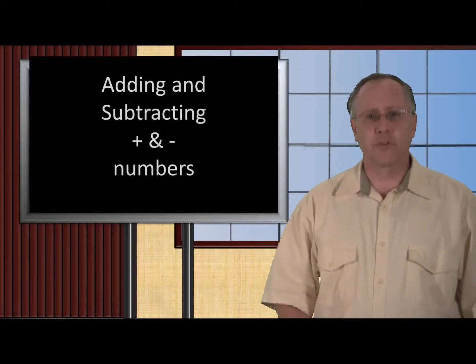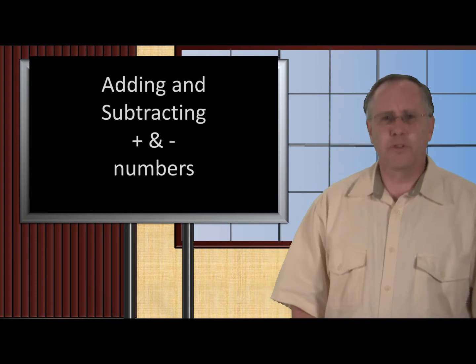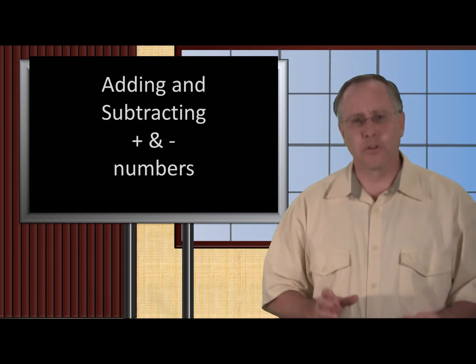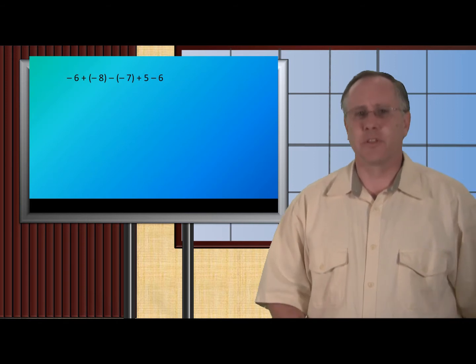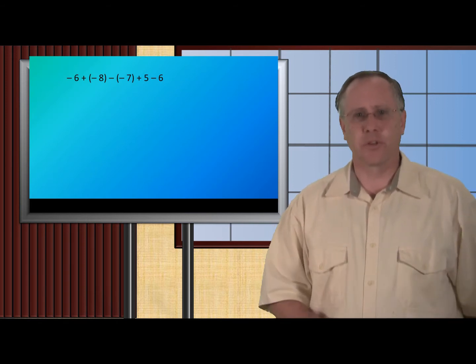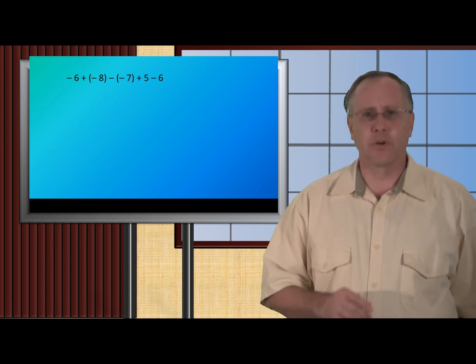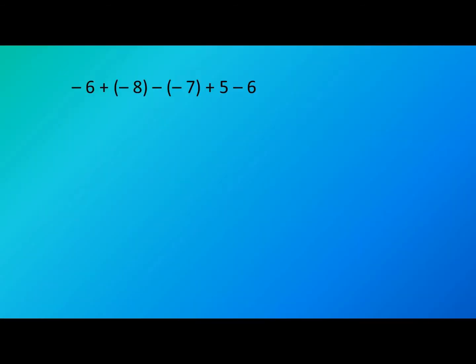Now that we've got those skills nailed down, what we're going to do next is we're going to actually look at how to look at a whole problem and attack it in a way that's going to get the job done quickly and accurately. So, here we go. Let's look at our big problem here. Negative 6 plus negative 8 minus negative 7 plus 5 minus 6. We're going to do this in 3 steps.